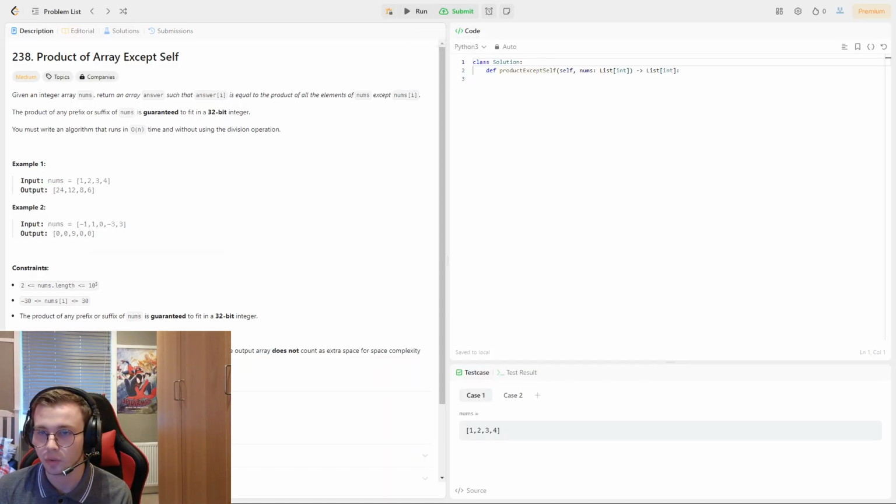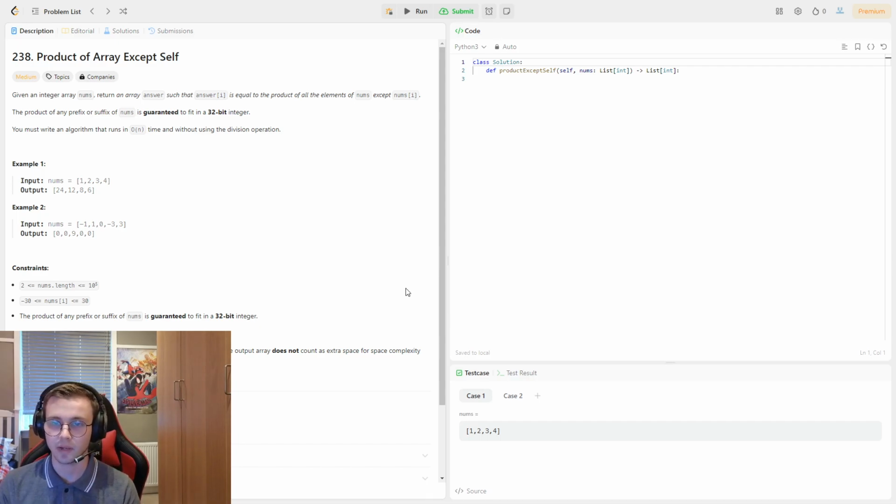So I'm just going to read out the question. Product of array except self. Given an integer array called nums, return an array answer such that each index in answer is equal to the product of all elements of nums except the value at that same index in nums. The product of any prefix or suffix of nums is guaranteed to fit in a 32-bit integer. Don't need to worry about that line, I don't think. You must write an algorithm that runs in O(n) time and without using the division operation.